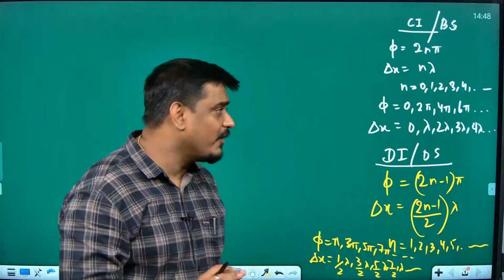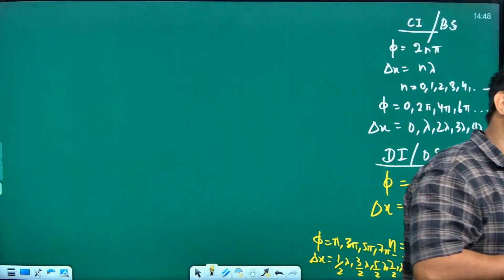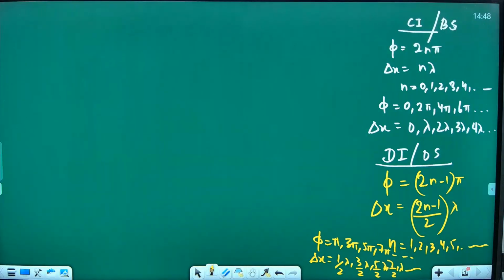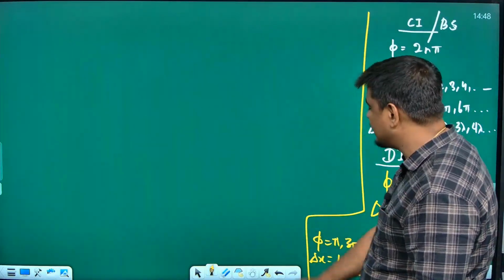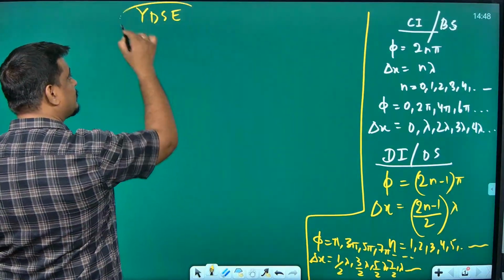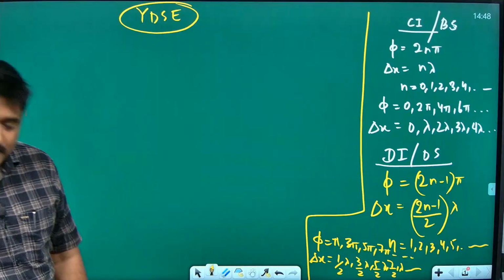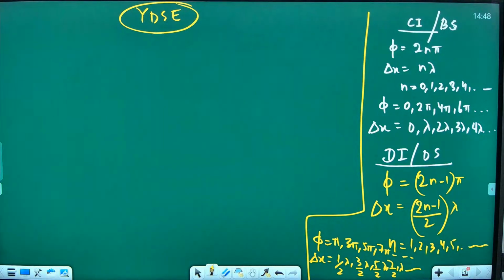So, you should have clarity on when two waves will interfere and make a dark spot and when two waves will interfere and make a bright spot. If this is clear to you, only then you can understand the concept of YDSE, Young's double slit experiment.